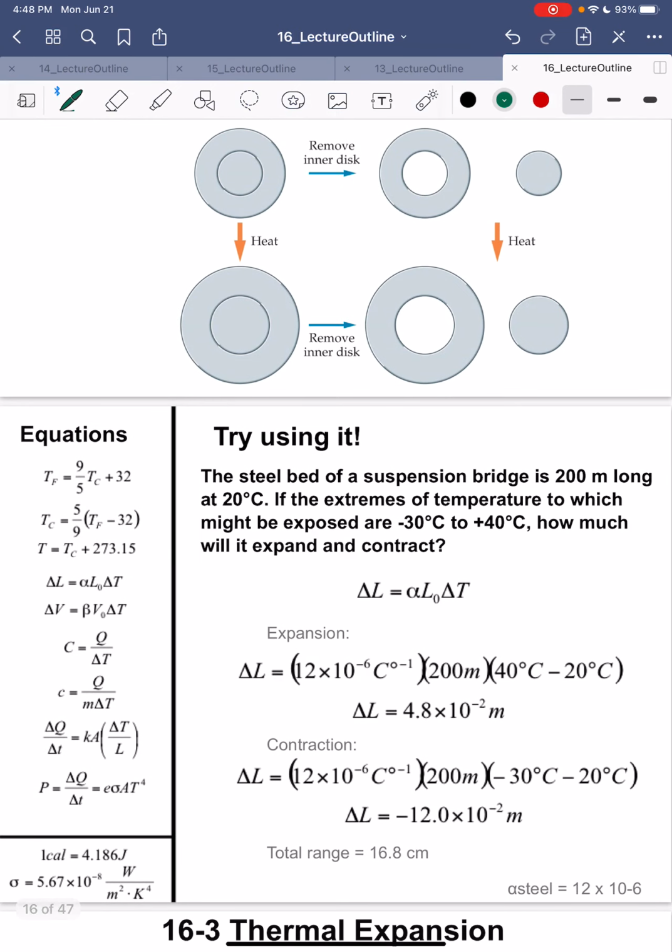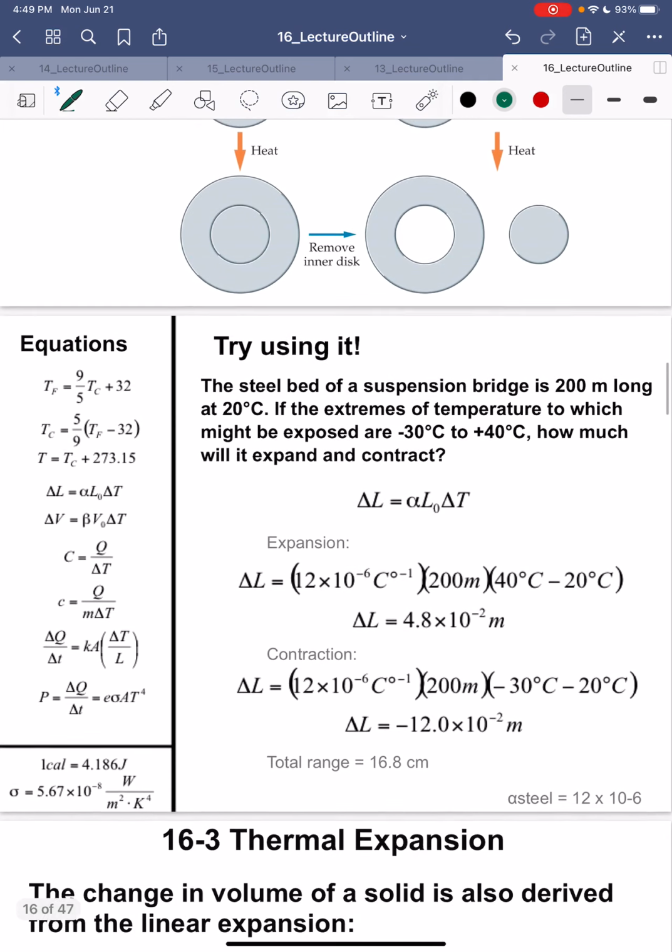Here, we are talking about steel, and when they are going to name a substance for you, then they want you to use, let's say, the coefficient of linear expansion. The steel bed of a suspension bridge is 200 meters long at 20 degrees Celsius. If the extremes of temperature to which it might be exposed are negative 30 to plus 40, how much will it expand and contract?